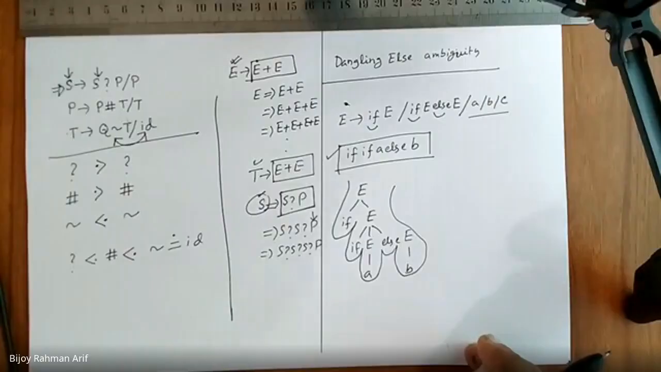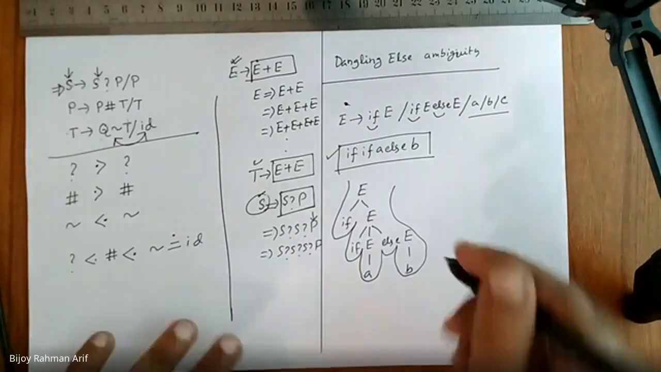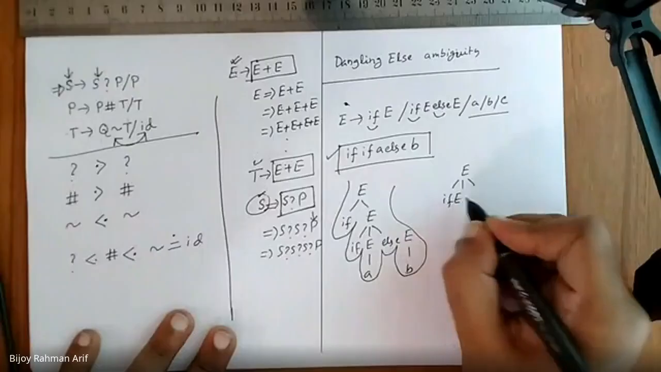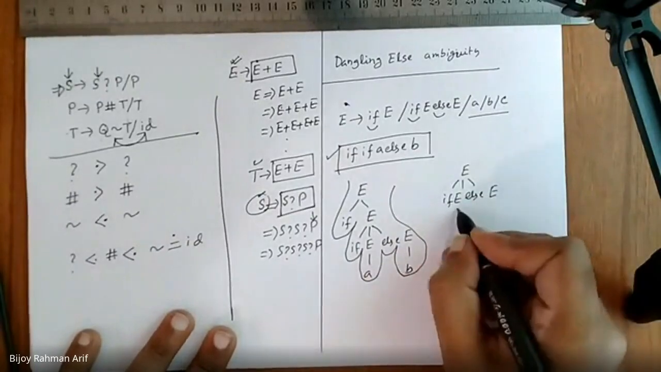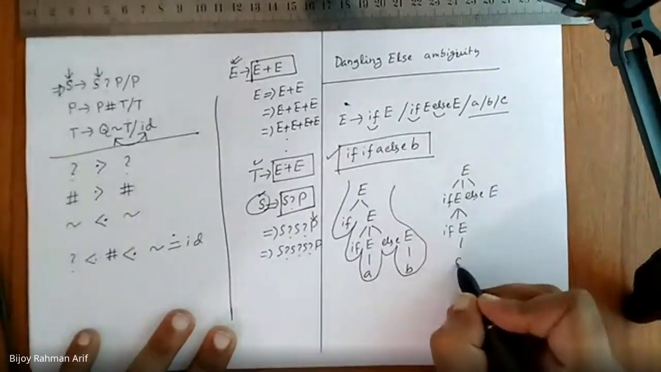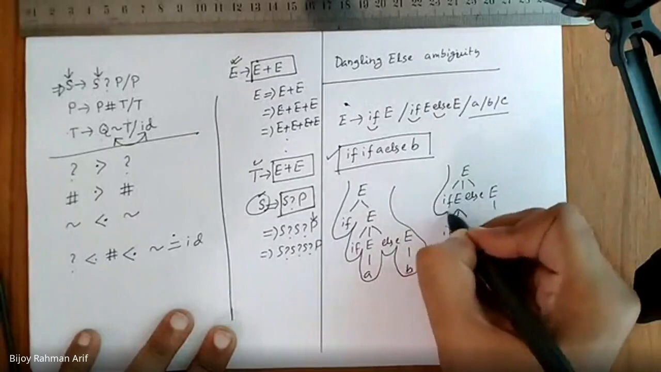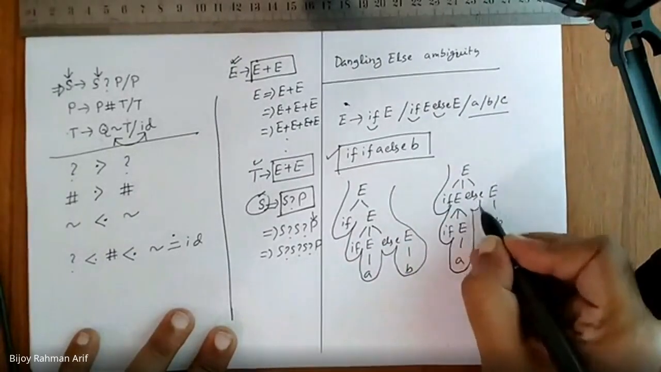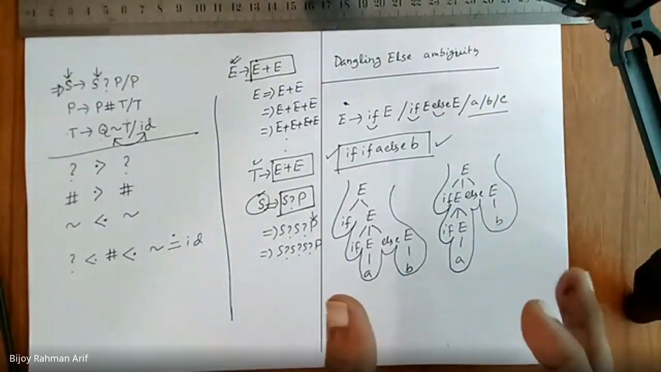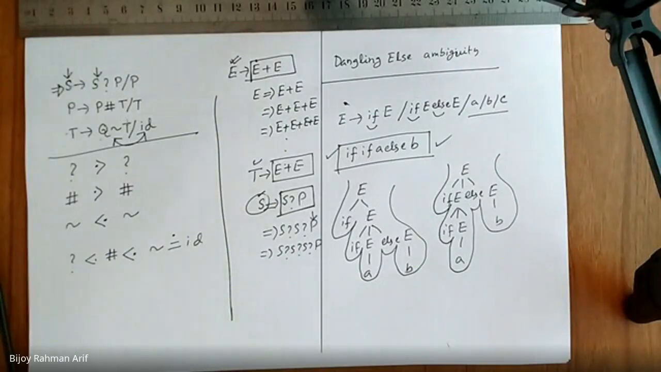What would be the next parse tree? E derives, let's replace with this, if E else E. Now replace this E with if E, then replace this E with A, and this one with B. What would be the yield? If A else B. Same yield, but two different parse trees. So this type of ambiguity is called dangling else ambiguity. Can you tell me what is the reason behind this dangling else?